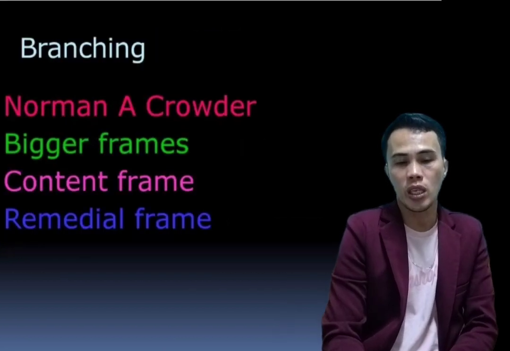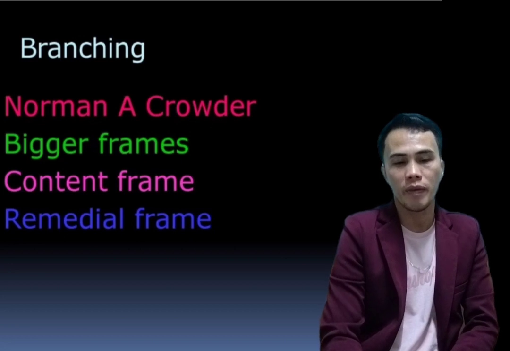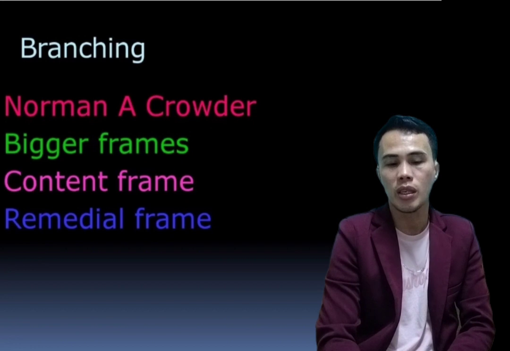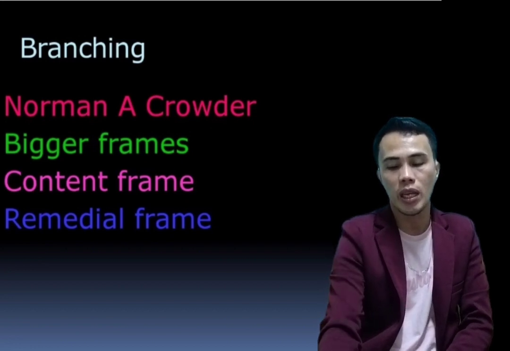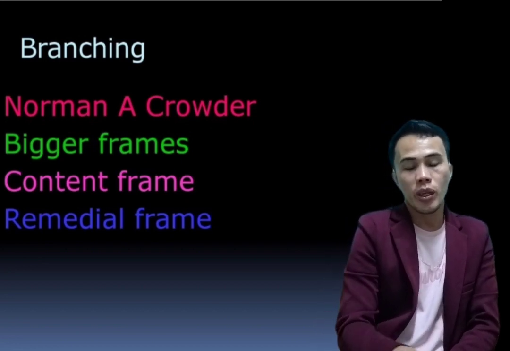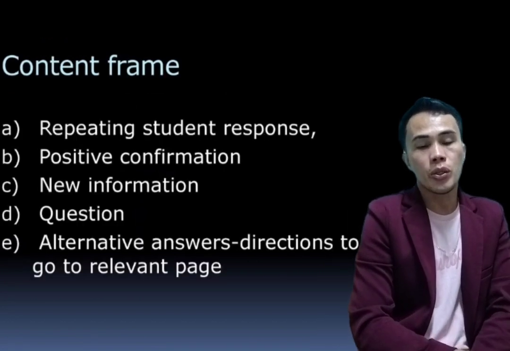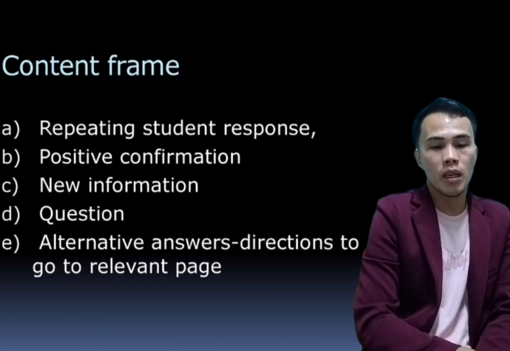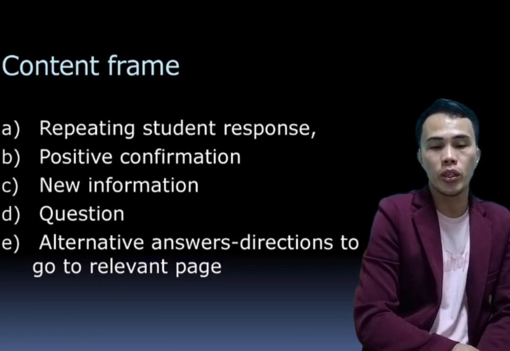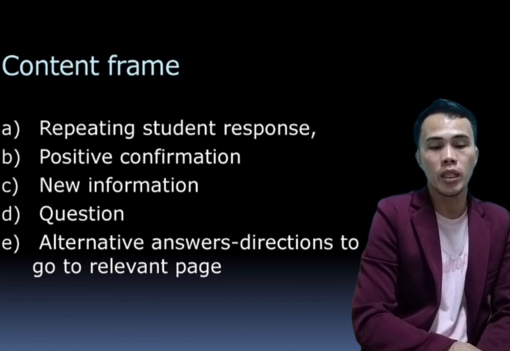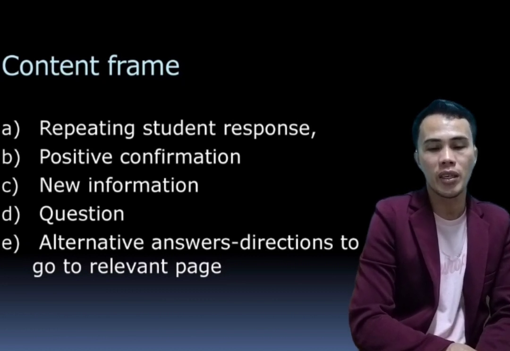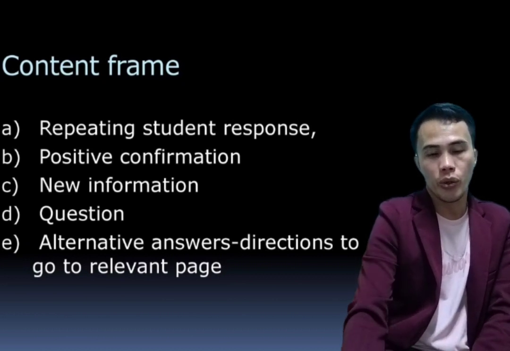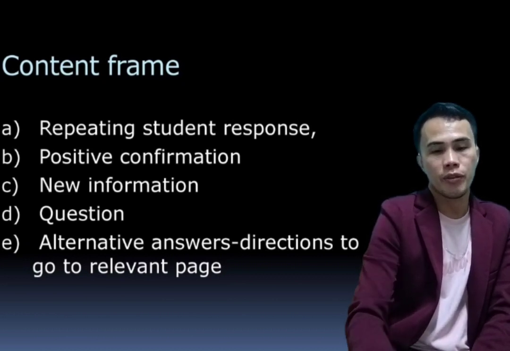So we have the branching. In branching, we have Norman A. Crowder. We have the bigger frames: the content frame and the remedial frame. So let's start with the content frame. In the content frame, we have repeating the student's response, positive confirmation, the new information, the question, the alternative answers, and direction to go to the relevant page. So that is the content frame.